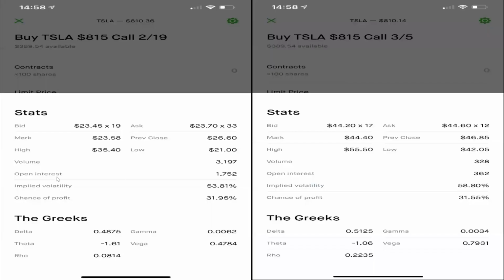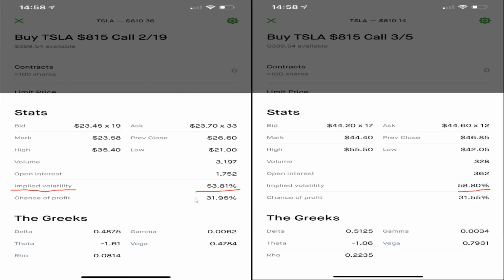Let's head on back to our contract. So here is the implied volatility at 53.81%. You can see the IV is higher on the longer out contract because that's what we talked about. The IV gets higher the further out you are because you're trading IV for time value. The higher the IV, the more time value, because there's a greater chance of things happening. So this is the IV on your contracts right here.